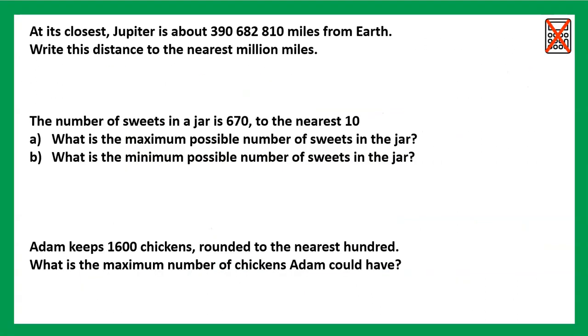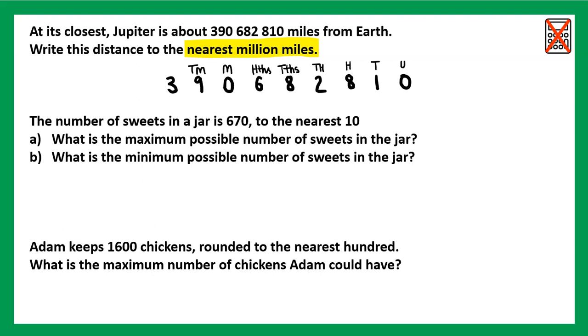On to the advanced questions, some of the trickiest questions that you're likely to find on this topic. At its closest, Jupiter is 390,682,810 miles from Earth. We need to write this distance to the nearest million miles. So writing the number down along with their place value: units, tens, hundreds, thousands, tens of thousands, hundreds of thousands, millions, tens of millions, and hundreds of millions.